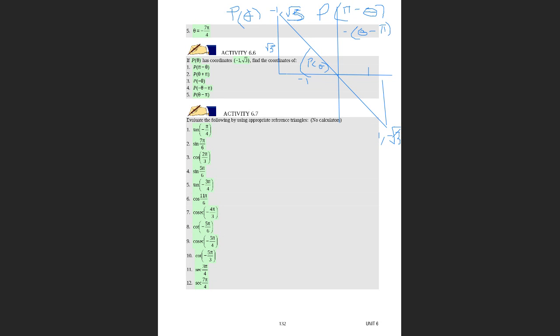But because of this negative, it will reflect back to where it already was. You see that? So the answer will still be -1 and √3. The answer will still be negative for this one. Does it make sense to you?